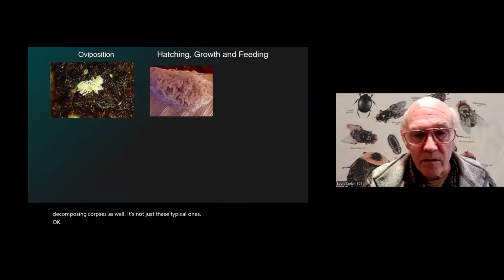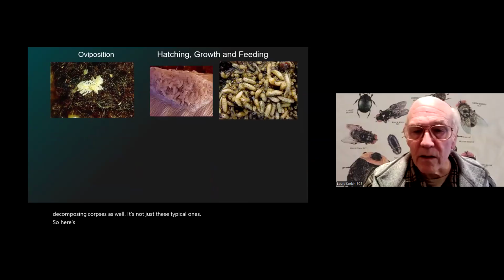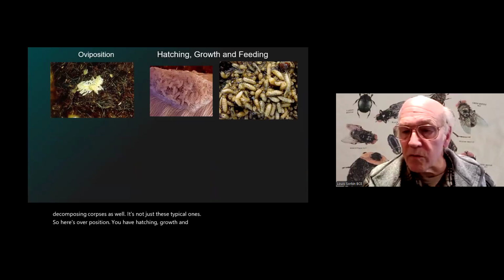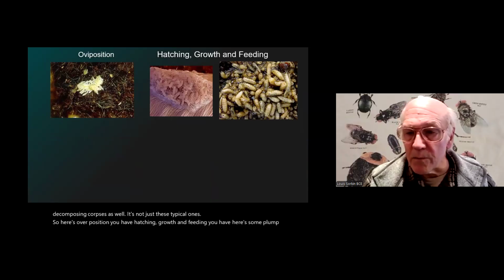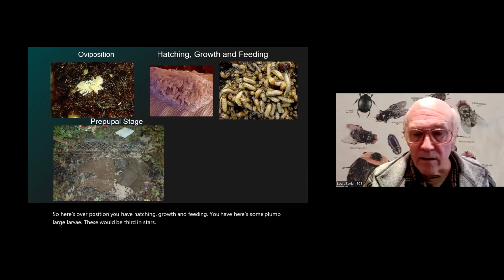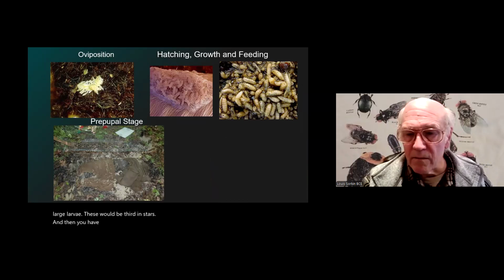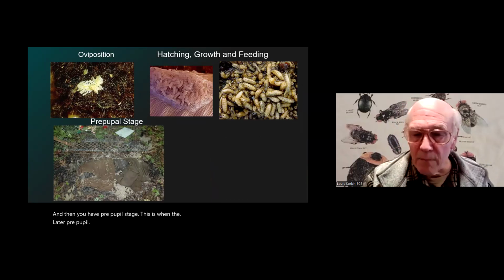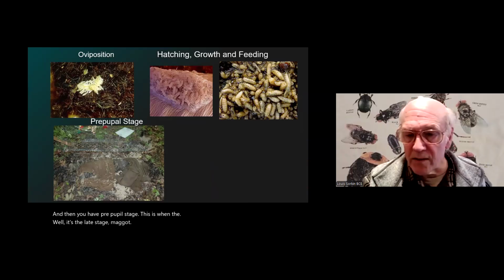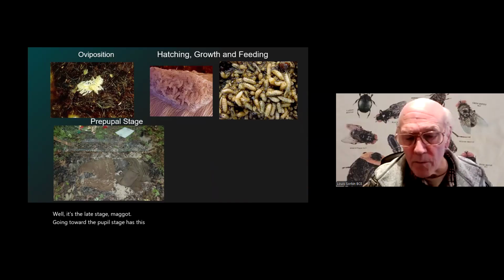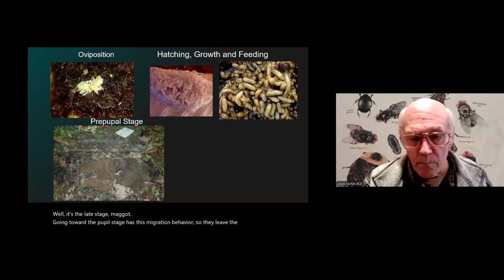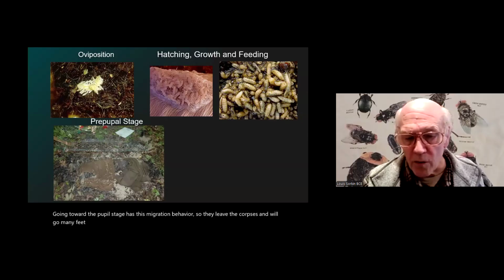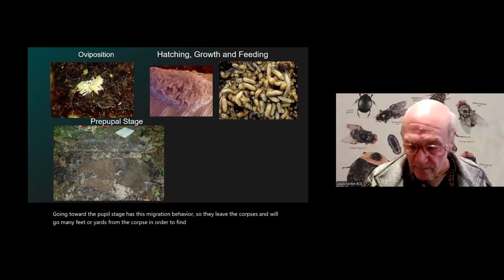So here's oviposition. You have hatching, growth, and feeding. Here are some plump, large larvae. These would be third instars. And then you have a prepupal stage. This is when the late stage maggot going toward the pupal stage has this migration behavior. So they leave the corpse and will go many feet or yards from the corpse in order to find a great pupation site.